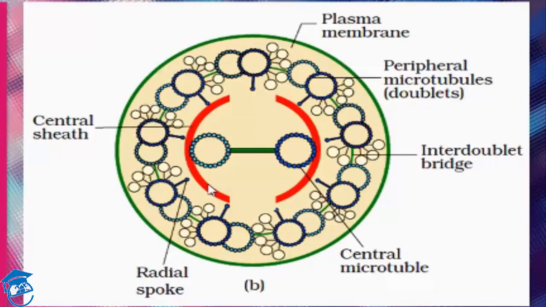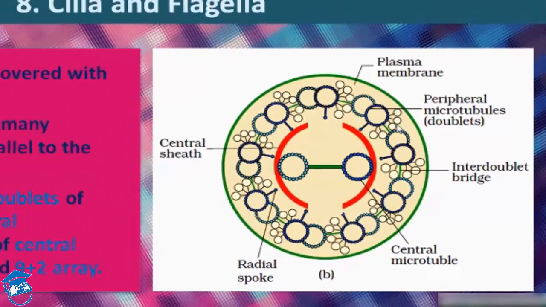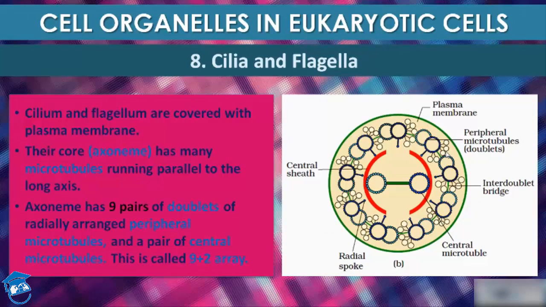Thus there are 9 radial spokes, and the peripheral doublets, see, these are the peripheral microtubule doublets. They are also interconnected by linkers. See, these are the linkers. Both the cilia and flagella emerge from a centriole-like structure which we call the basal body.